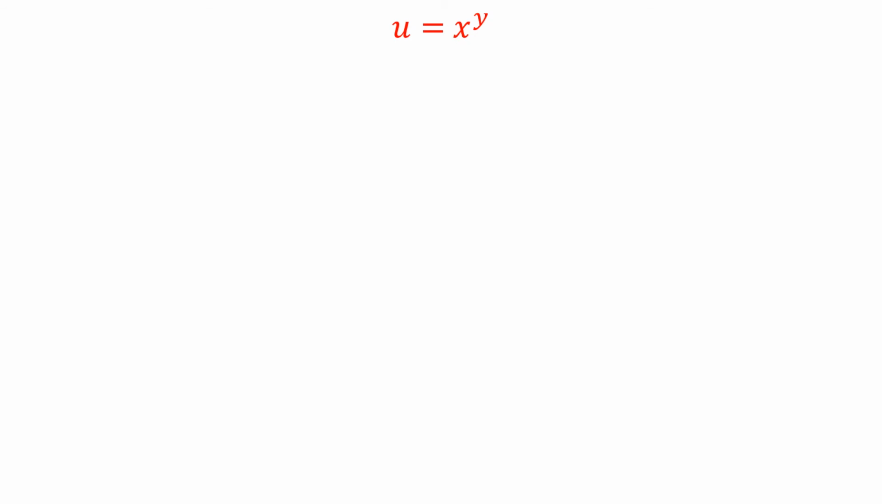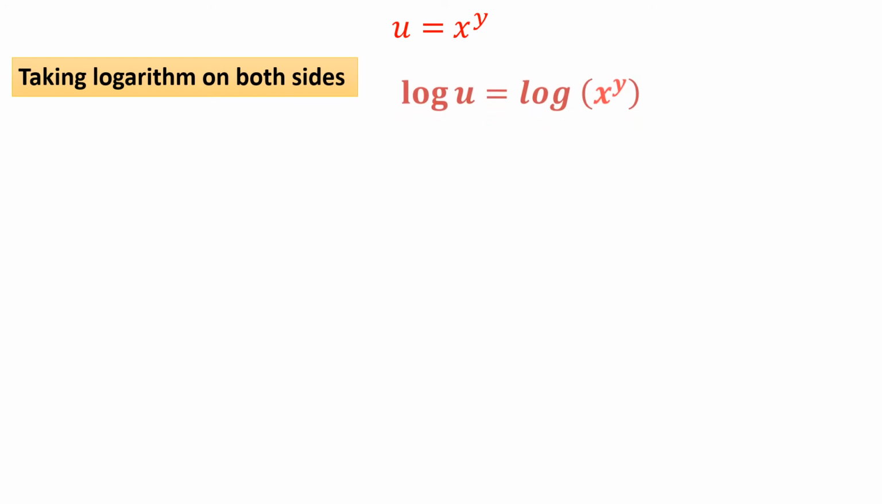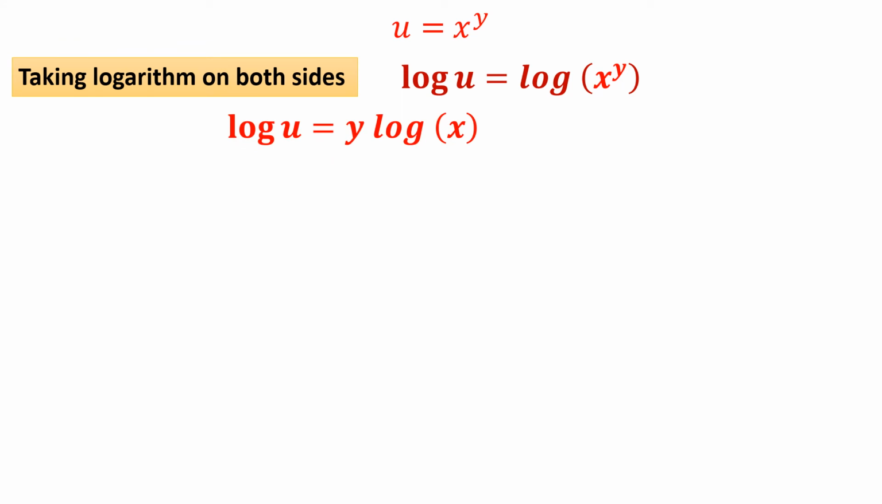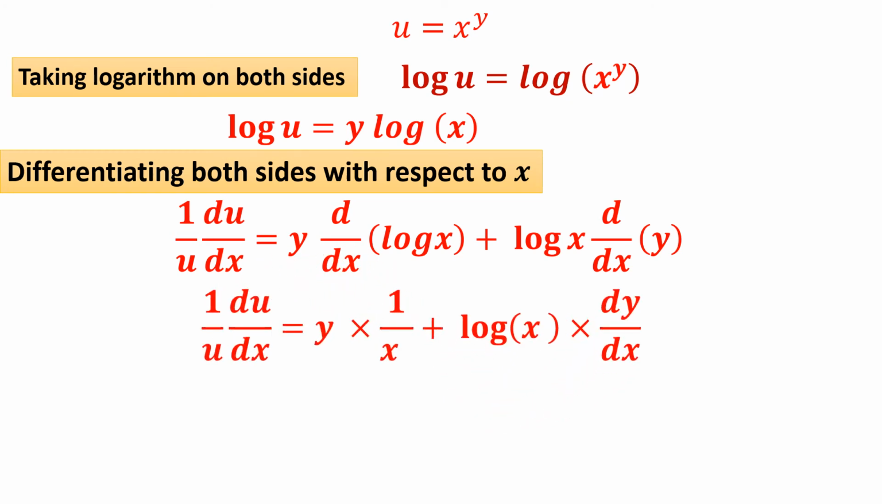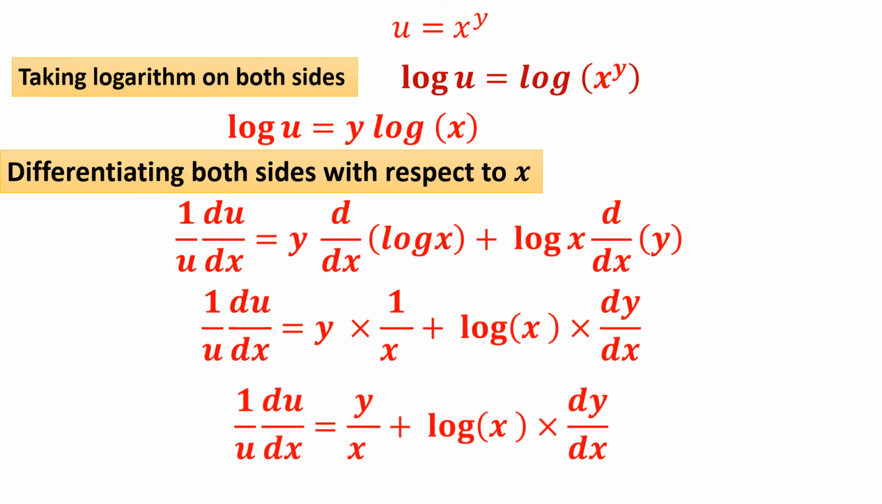Let us start with u is equal to x power y. Take log on both sides. Log u is log of x power y. y is the power, it will come to the front. For y log x is the right hand side. Now differentiate it. Differentiation of log u is 1 by u du by dx. y log x is to be differentiated making use of product rule. Keep y, differentiate log x. Keep log x and differentiate y. Differentiation of log x is 1 by x. Differentiation of y is dy by dx. Therefore, 1 by u into du by dx is y by x plus log x into dy by dx.